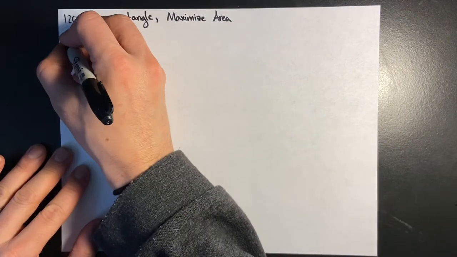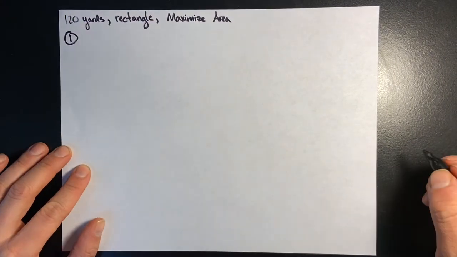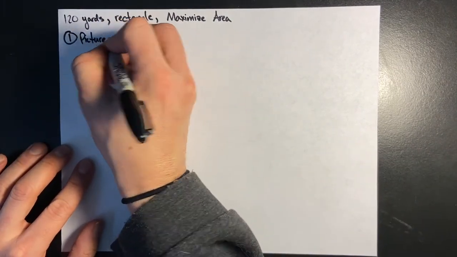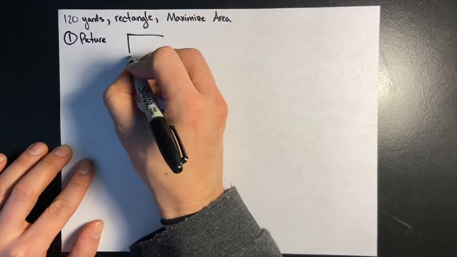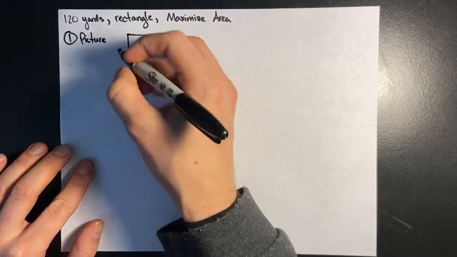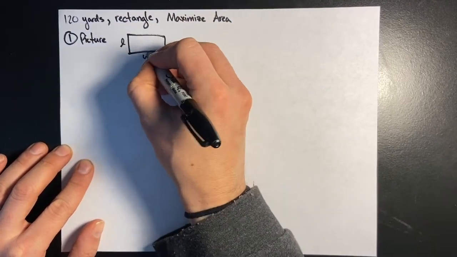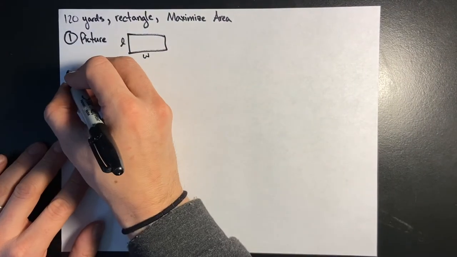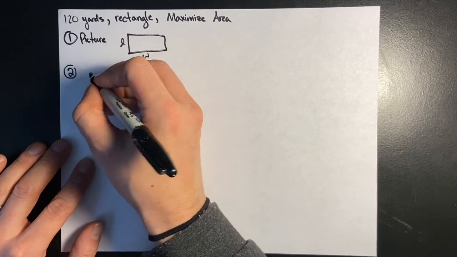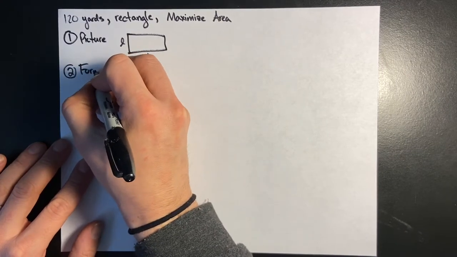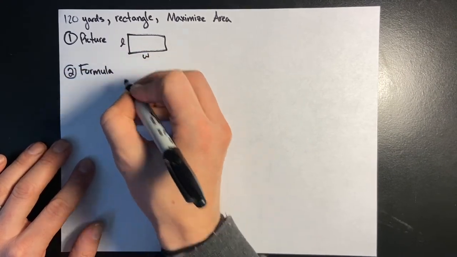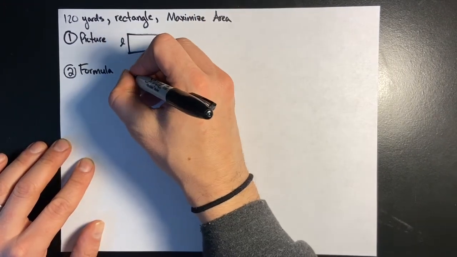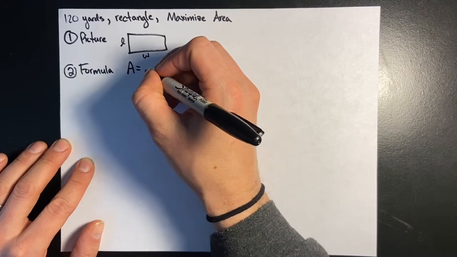Well, step one is we draw ourselves a picture. So the picture that I'm going to draw out is going to be a rectangle. Perfect. We got our length, we have our width, it doesn't matter which one's which. Okay. Step two is we write out a formula that will maximize or minimize whatever it is we're trying to do. In this case, my job is to maximize the area.